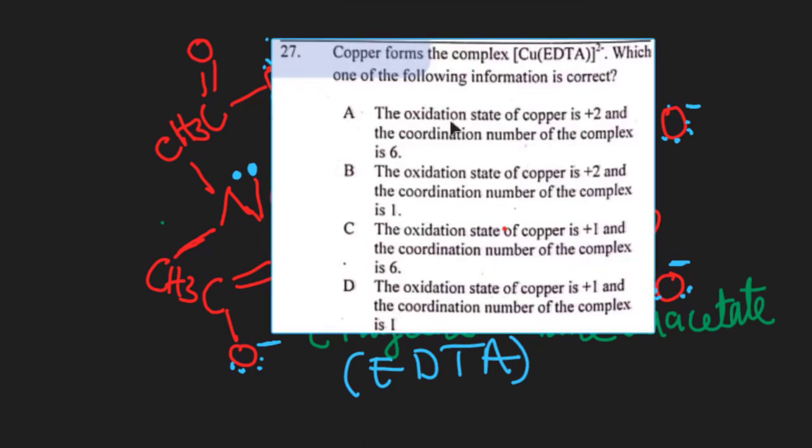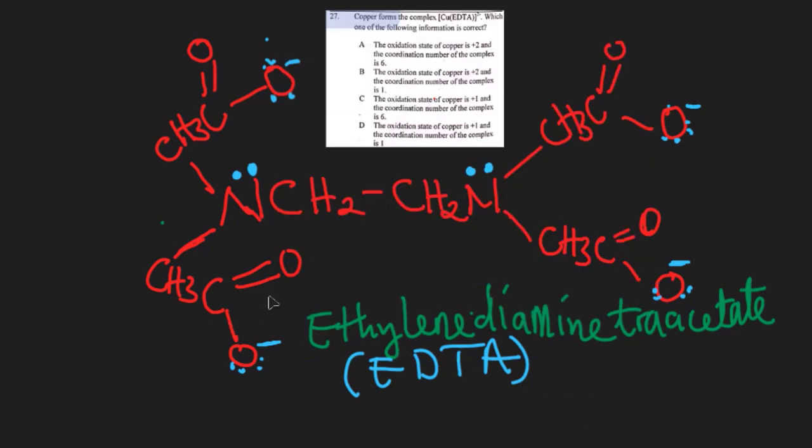Option A says the oxidation state of copper is +2 and the coordination number of the complex is 6. Let's verify. The complex has 4 oxygen minus atoms, which means the ligand has a charge of -4. So for this compound, let copper be X, and since there are 4 oxygen minus atoms, it will be a charge of -4, and the overall charge is -2. So X is going to be +2. Therefore, the oxidation state of copper is +2, and the coordination number is 6, like we saw already in the compound. So A is the correct option.